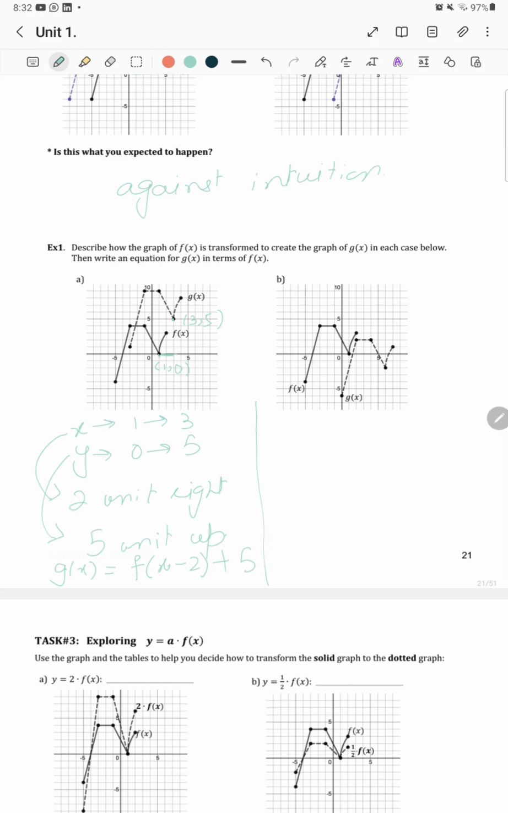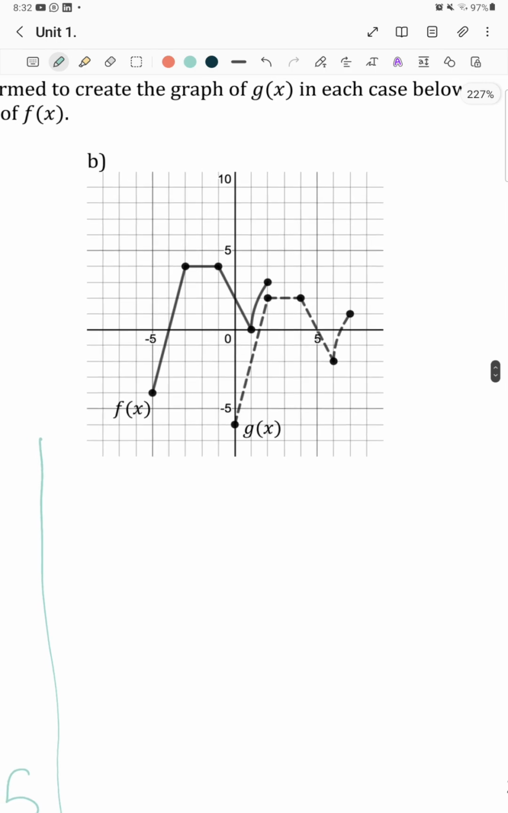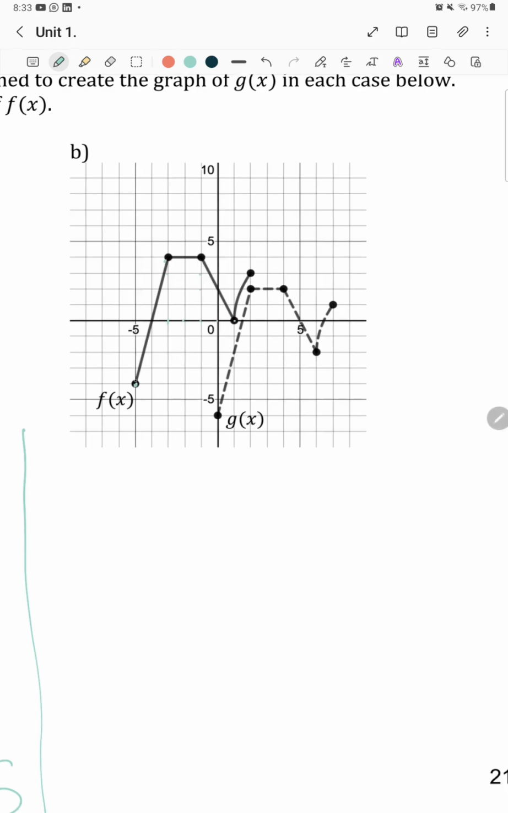Okay, now this one is very easy. This is the point and this is moving 1, 2 units downwards. X is moving, y is moving. Okay, so what is this point? On the x-axis it's minus 5 and minus 4, and this point is 0 from the x-axis and negative 6 from the y-axis.